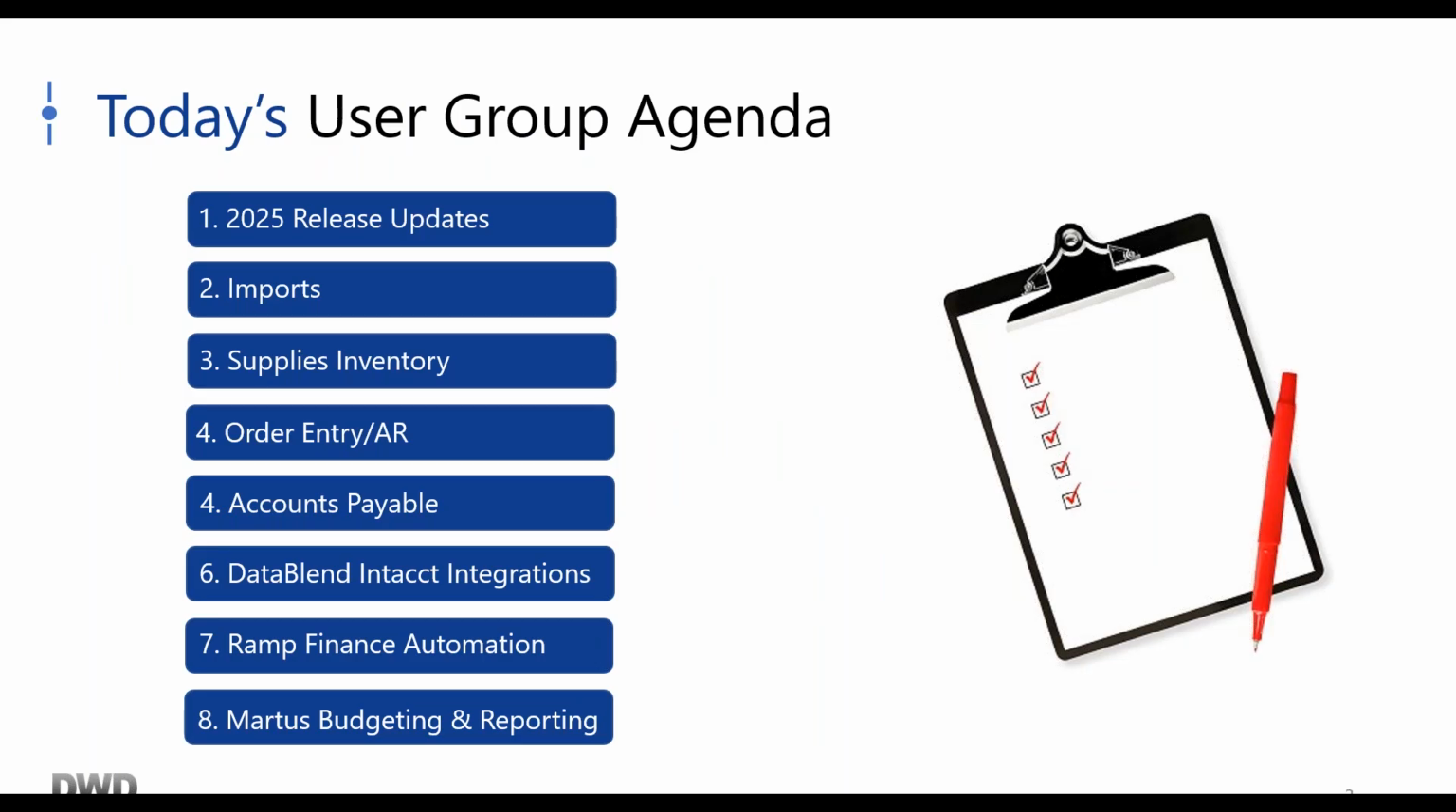We've got a full plate today. We're going to cover the items there on your screen, starting off with the 2025 release updates. From there, we're going to go into imports, supplies inventory, order entry, and AR, AP. And then the 3 bottom items, those are going to be third-party or marketplace partners. And so DataBlend's going to be our first one, then Ramp, and then Martis to round out the day. So if you haven't heard of those 3, you'll get plenty of information this afternoon and see how much value each of those can provide to you and Sage Intacct.